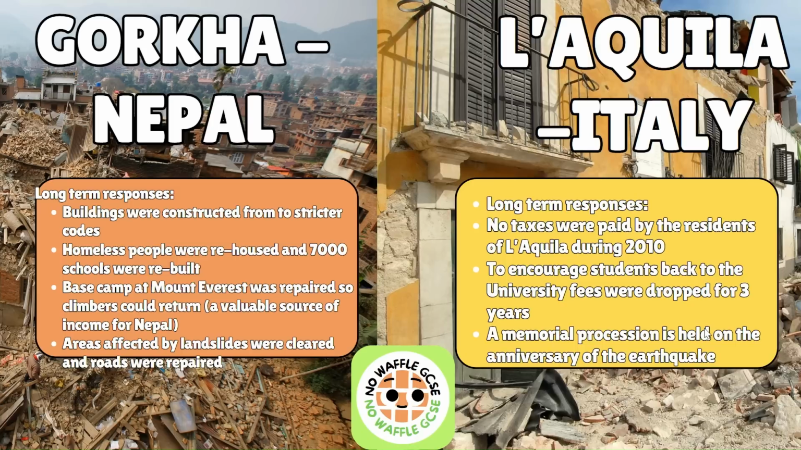Whereas in Italy, pretty much after 2 years, everything was back into motion. There were no taxes paid by the residents during that year and the following year, and to encourage students to go back to the university, they actually dropped the fees for 3 years.